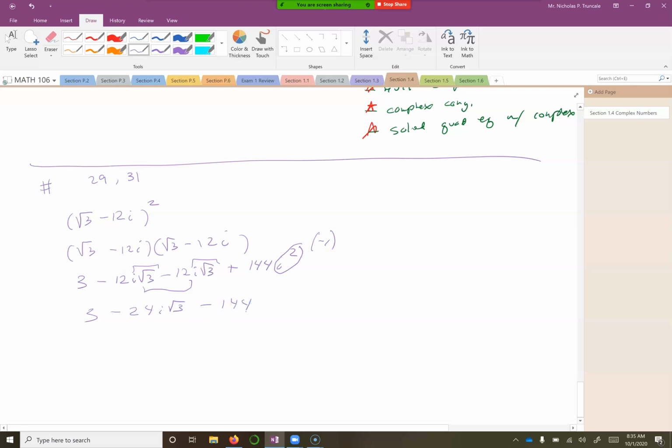So the final way I would express this answer, so it's 3 minus 144, so negative 141, and then minus 24i square root of 3. That would be the way I would display that answer in standard form.